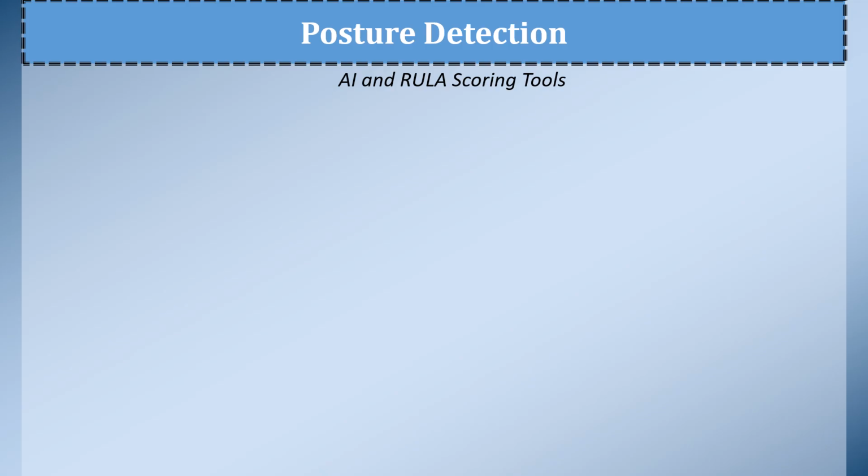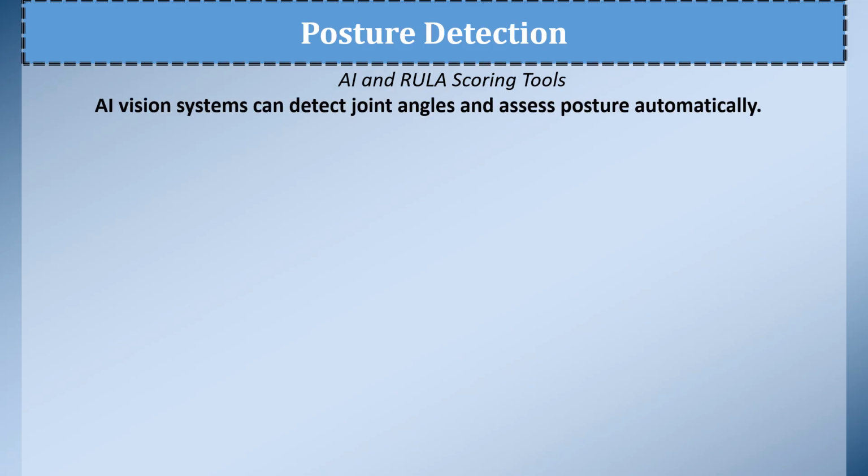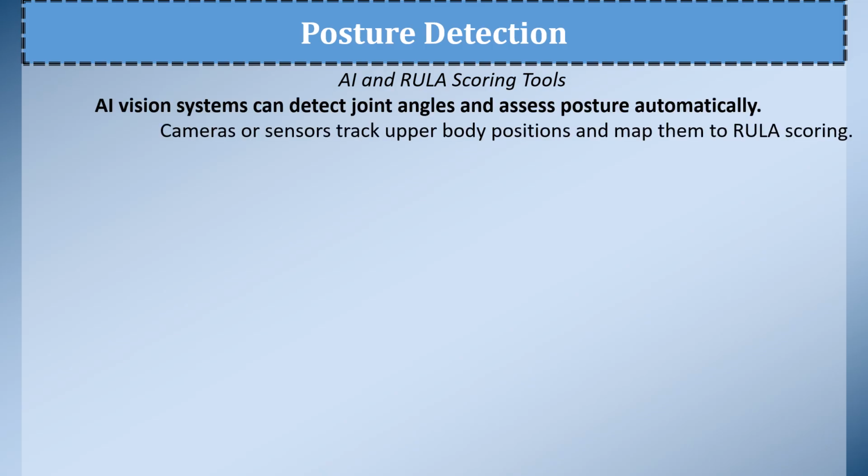Posture detection, AI and REBA scoring tools. AI vision systems can detect joint angles and assess posture automatically. AI-powered tools use computer vision to track head, neck, arm, and trunk angles in real time. These systems remove subjectivity and allow continuous monitoring by mapping body data directly to REBA posture categories.